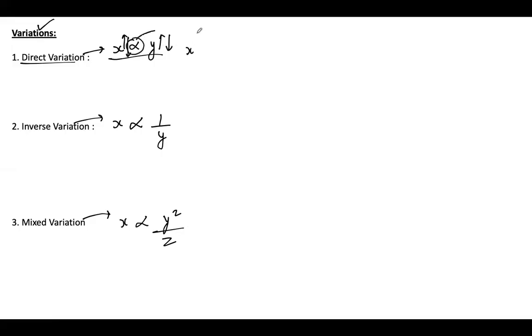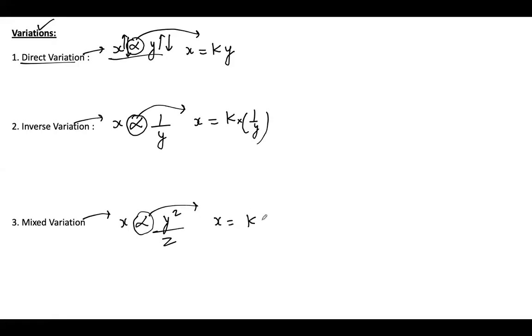In order to remove this proportionality, I'm writing x is equal to ky. In order to remove this proportionality, I'm saying x is equal to some constant times 1 by y. In order to remove this proportionality, I'm saying x is equal to k times y square upon z. K stands for a constant. If I'm taking the constant on one side and variables on the other, then I'll get x by y is equal to some constant. This means that the ratio is always constant for any pair of values.